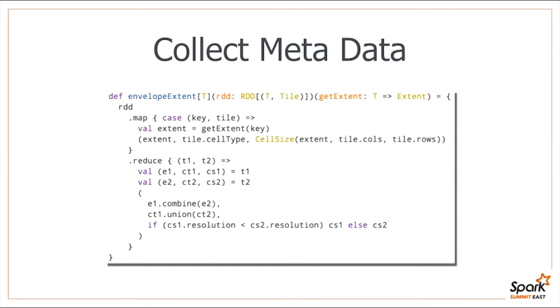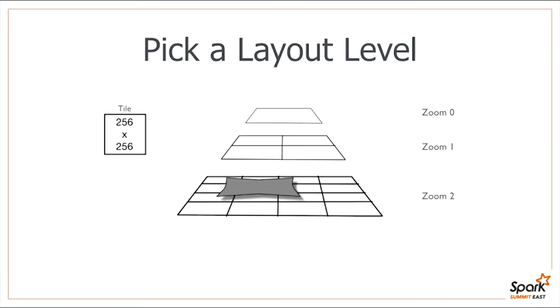MapReduce, at each stage, we take the extents, we take the resolution, the top of the rasters, and sort of go forward collecting the raster metadata. And that gives us the first half of what we need for our data type. Then, we know how big our raster is. We have to pick the destination tile layout.